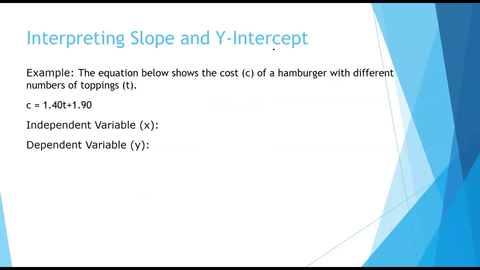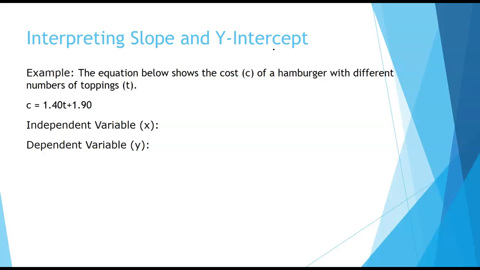Let's look at an example here. We've got the equation below that shows the cost of a hamburger with different numbers of toppings. So we've got cost is equal to $1.40 times t plus $1.90. Let's first look at our independent variable and our dependent variable before we start.